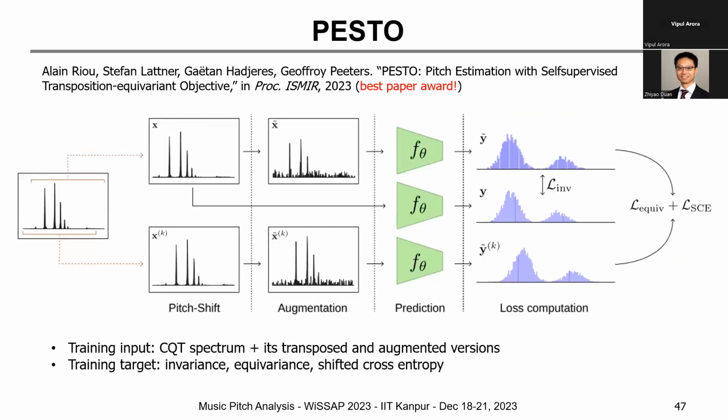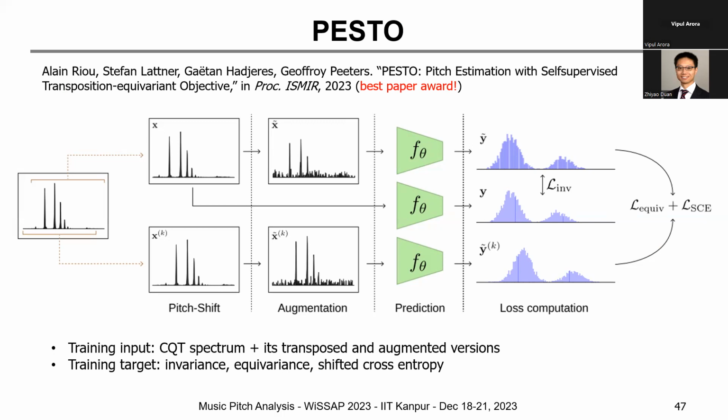And this year, there's another self-supervised learning method called PESTO. This is the best paper of ISMIR this year. And this stands for pitch estimation with self-supervised transposition equivariant objective. So nowadays, in order to publish, you have to come up with a nice abbreviation of the title. So all these methods have some kind of interesting names.